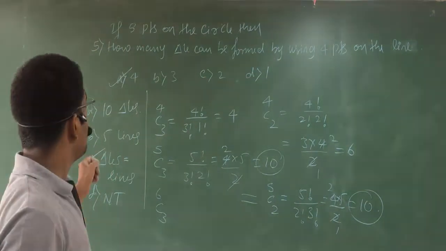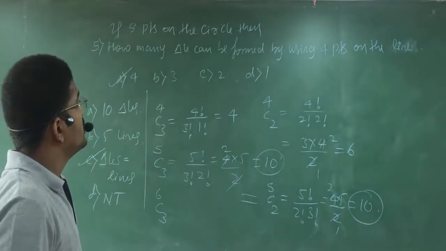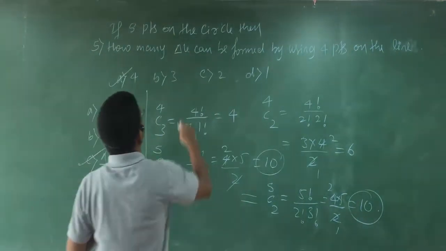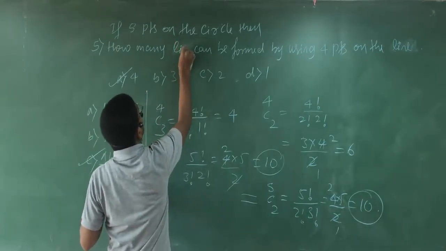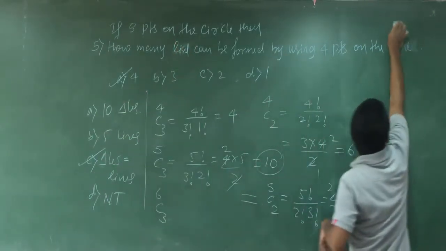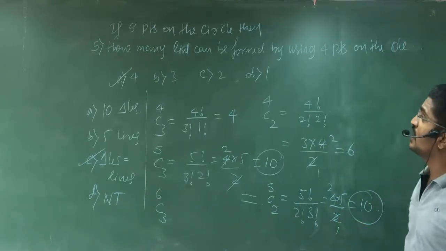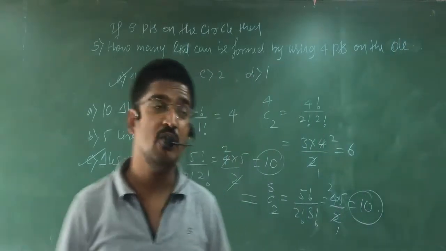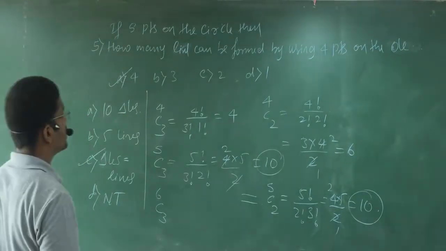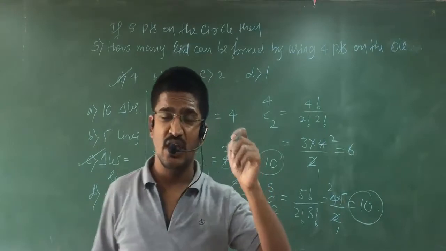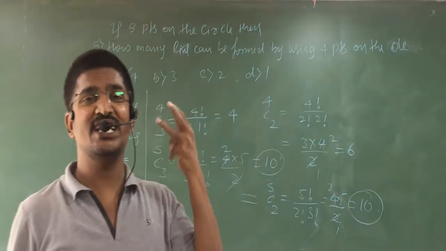Okay, if there are 4 points on the circle, then how many lines can be formed by the 4 points on the circle? How many triangles can be formed? That was how much? 6. Clear? In one problem we created 3 problems.